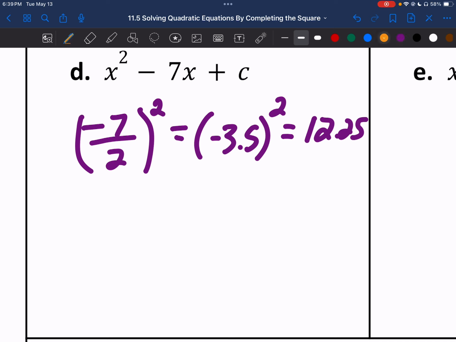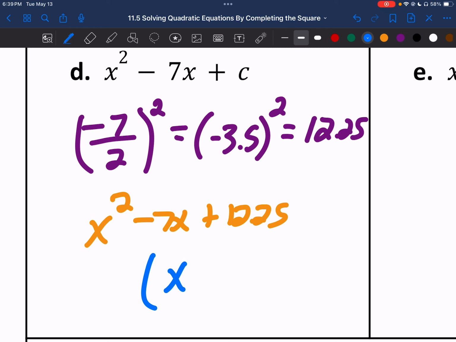So we go ahead and we write that in. So it's x squared minus 7x plus 12.25. And when we factor that, it's x minus 3.5 squared. Or if you wrote x minus 7 halves, the quantity squared, that would be acceptable as well.